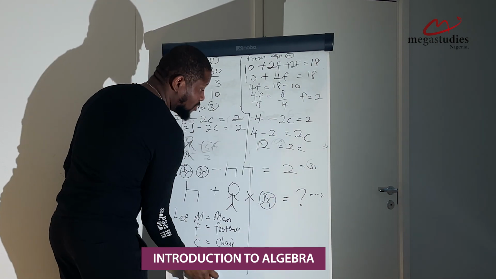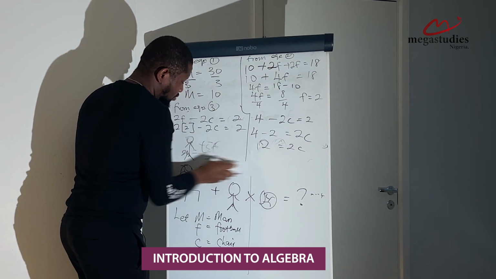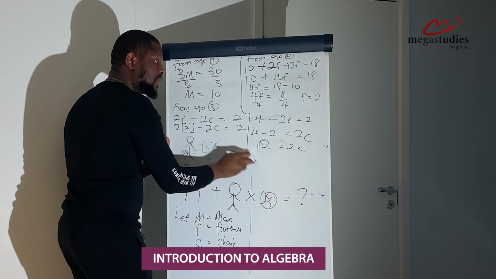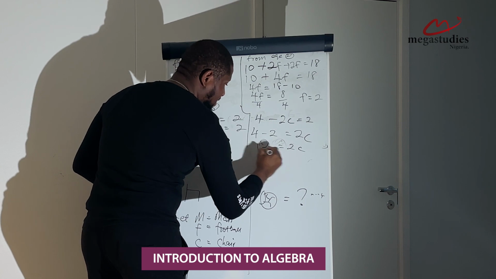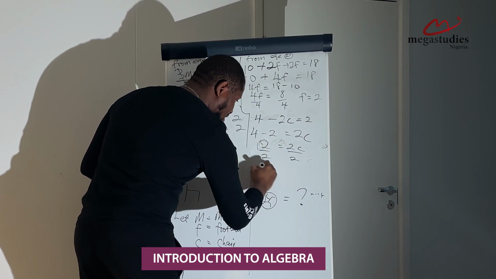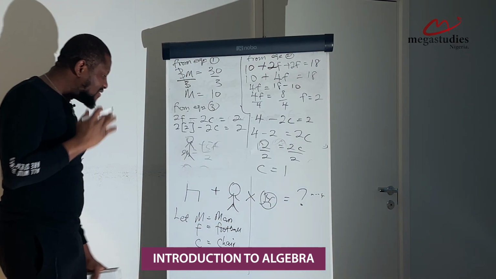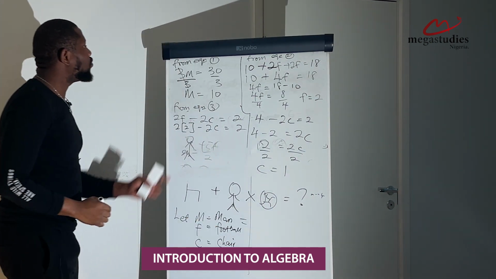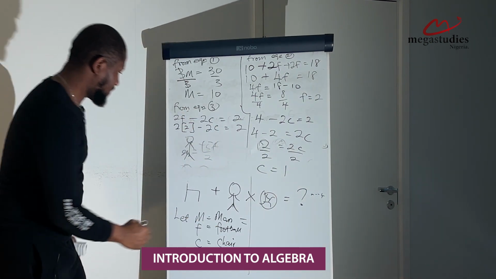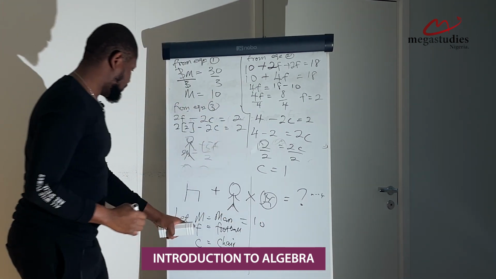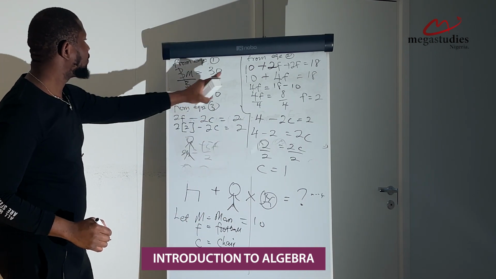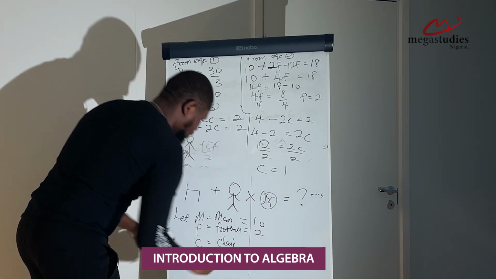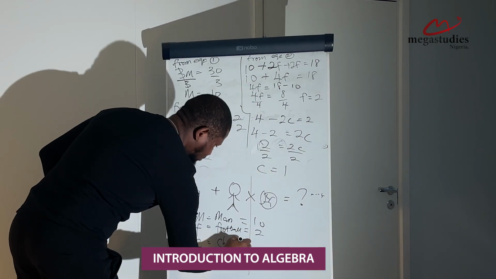Definitely, we are looking for c, not 2c. So we divide both sides by 2. Divide this side by 2, divide this side by 2. So c is equal to 1. So at the end of the day, we've been able to get the man. The man is equal to 10. The football is 2. Then the chair is 1.